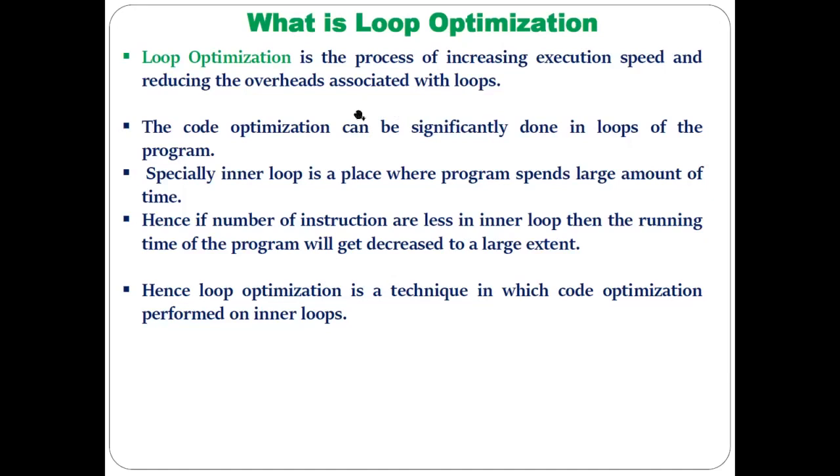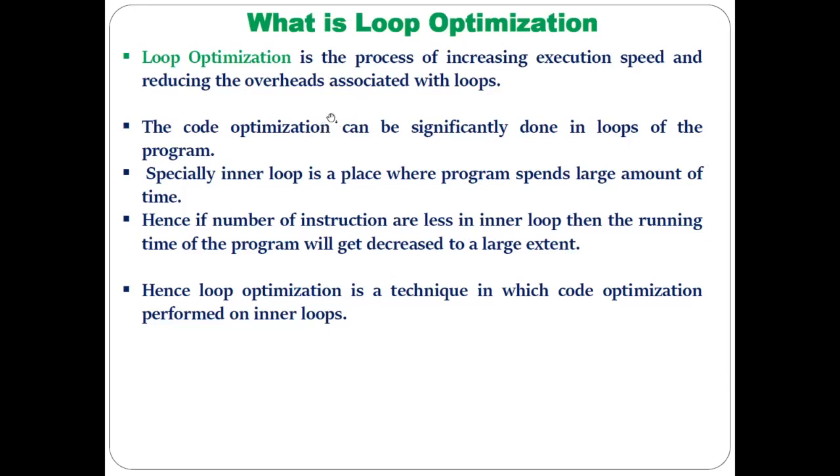And what is the need of code optimization? That we also discussed last time. The main need of code optimization is how your program execution speed can be increased, and how your program can be accommodated in less space. Means we are trying to improve the code in terms of time and space, so that less space will be required and the program execution will be faster.